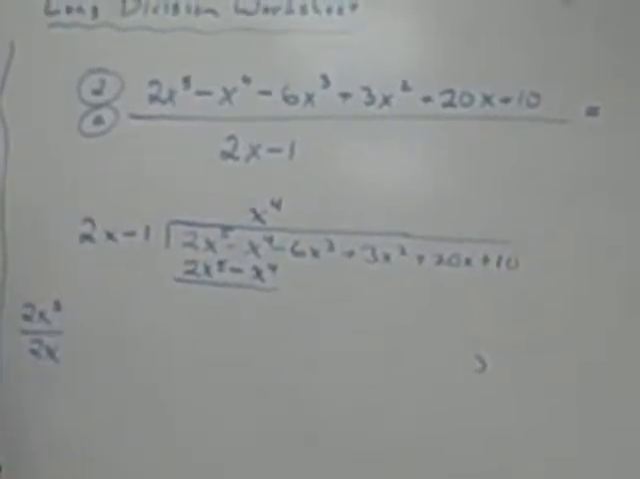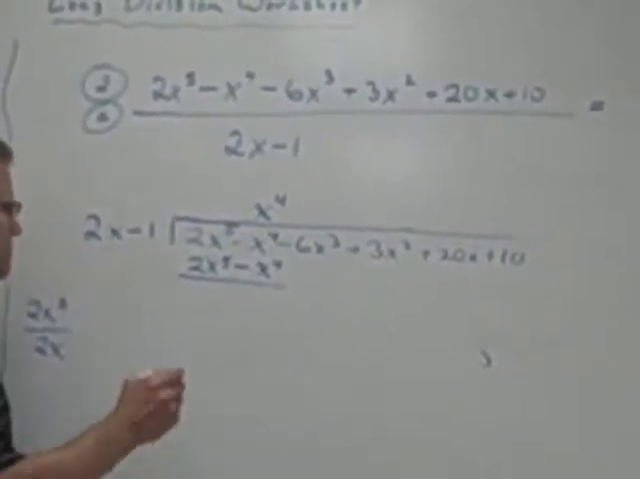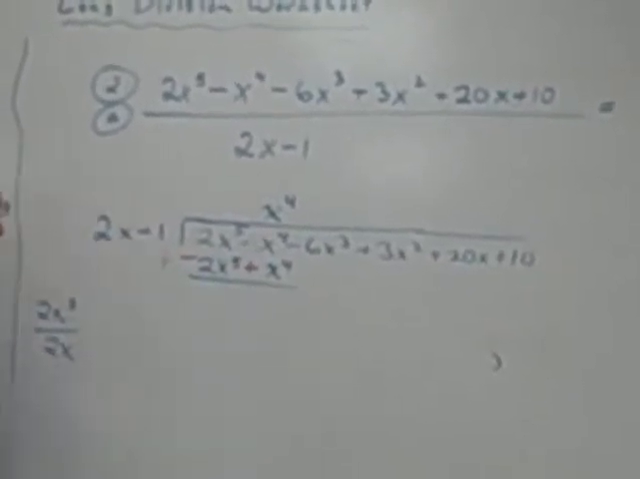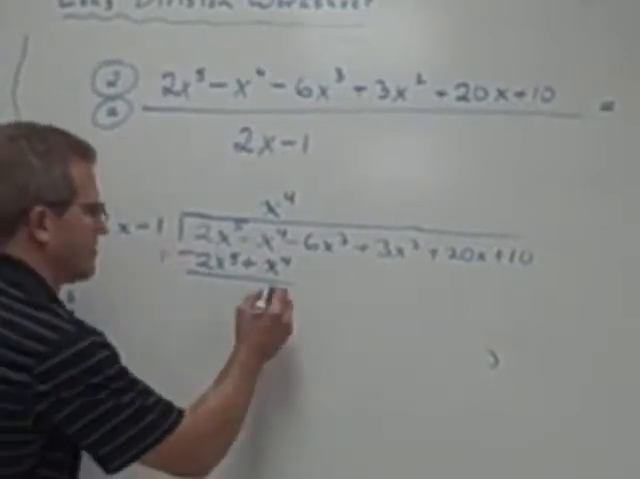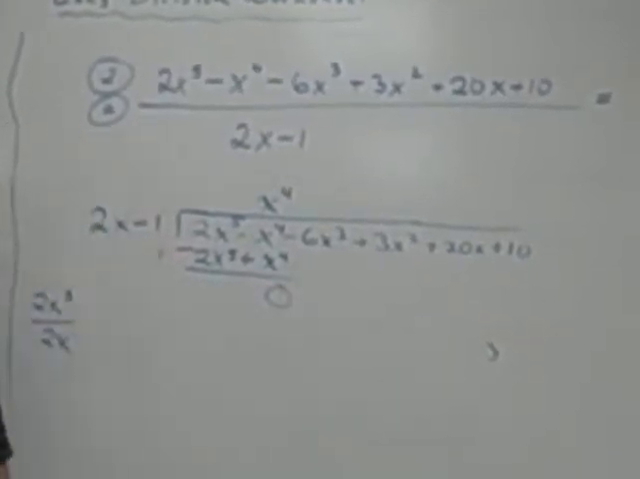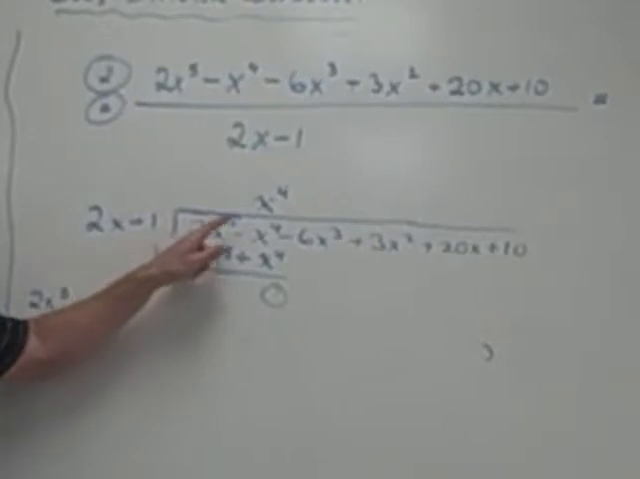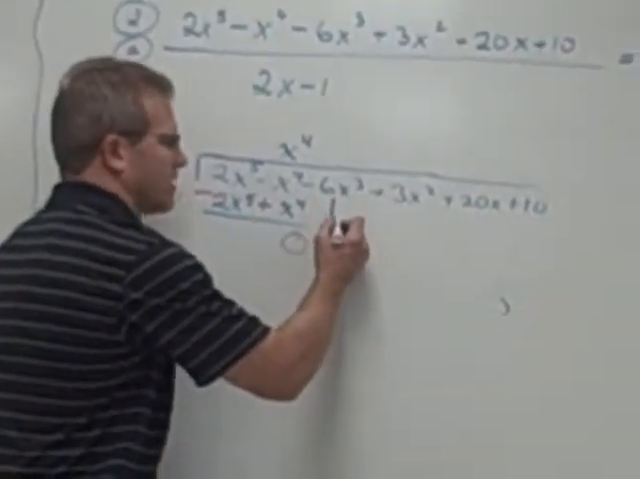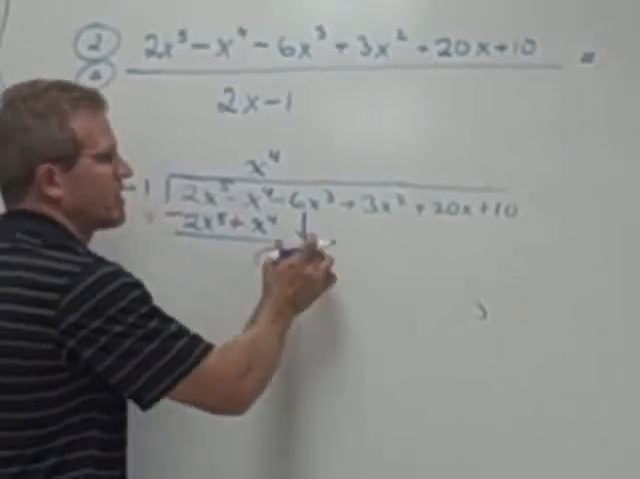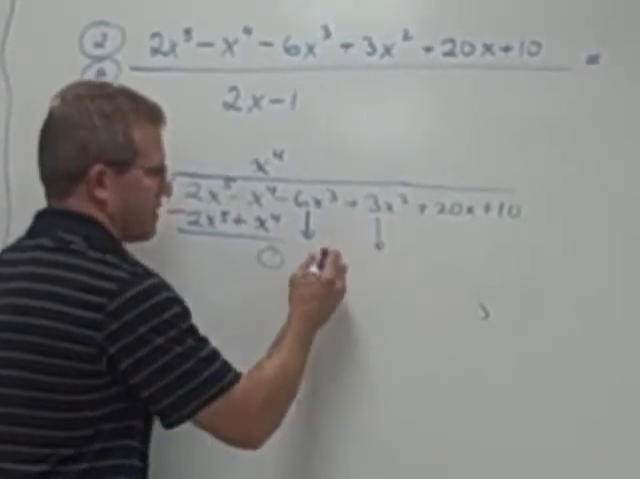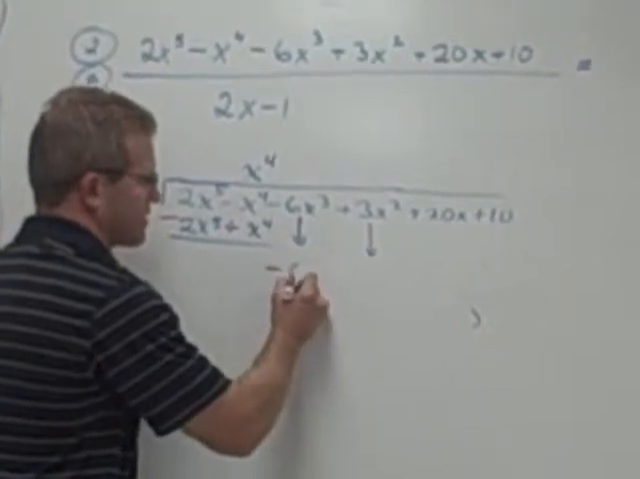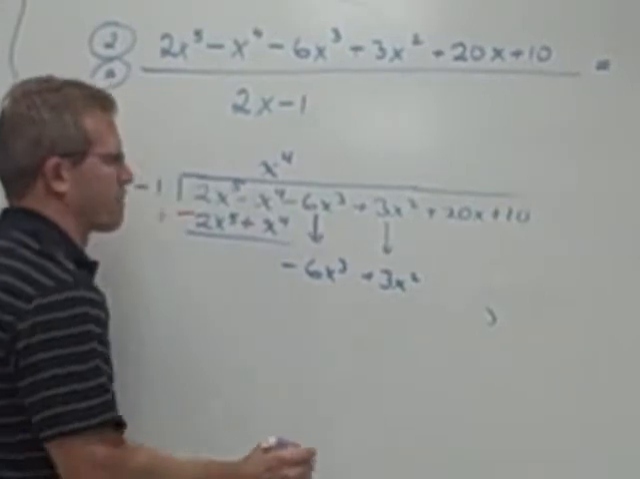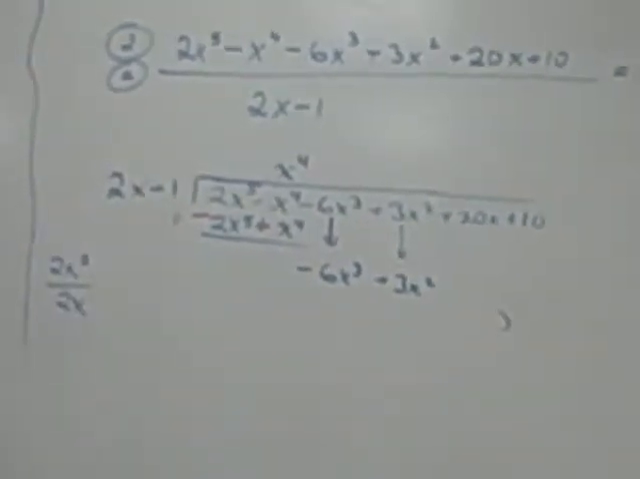Then you're going to subtract or add the opposite. And you end up with a 0. So you don't get anything. Both the 2x to the 5th cancel, the x to the 4th cancel, so you end up with 0 there. So normally you just bring down the next term, right? When you get 0 here, that's a little bit different. Bring down the next 2 terms. So I'm going to bring down the minus 6x to the 3rd and the plus 3x squared. A little bit different than the last example.